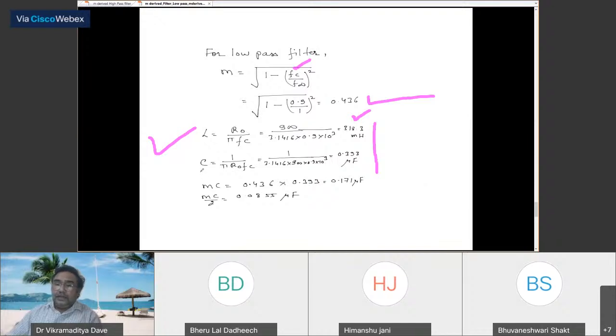Now, similarly, we find out the value of C as per our previous knowledge. We know that C for a prototype filter or constant K filter is given as 1 upon pi R naught FC. I just substitute the value pi 3.1416, R naught 900 and FC is 0.9 into 10 raised to power 3, or simply I can write 900 also. When I solve it, I will get the value of capacitance in microfarad as 0.393.